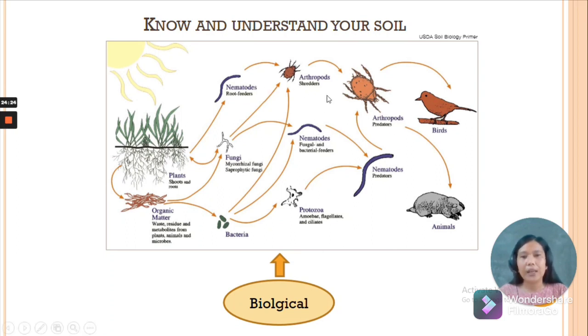And you also have arthropods. These are insects. Insects are the arthropods. Predators, and you can see many insects in the soil. And there are animals, like rats. Phylum Arthropoda, under it is the class Insecta. So, there are insects, six-legged animals or organisms. And then organic matter: waste residue and metabolites from plants, animals, and microbes.